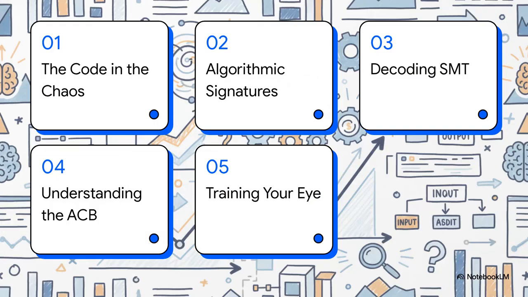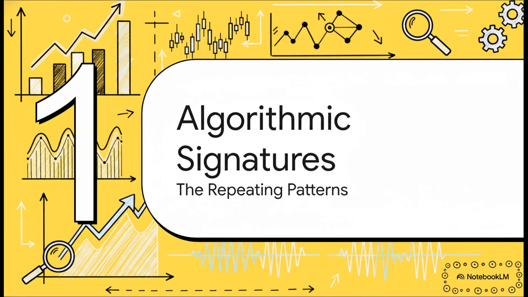So here's our game plan. First, we'll start with that big idea of finding order in the chaos. Then we'll really define what these algorithmic signatures are. After that, we'll get into two key examples, SMT and ACB, and we'll wrap it all up by showing you how you can start training your own eye to spot them. Okay, let's get right to it.